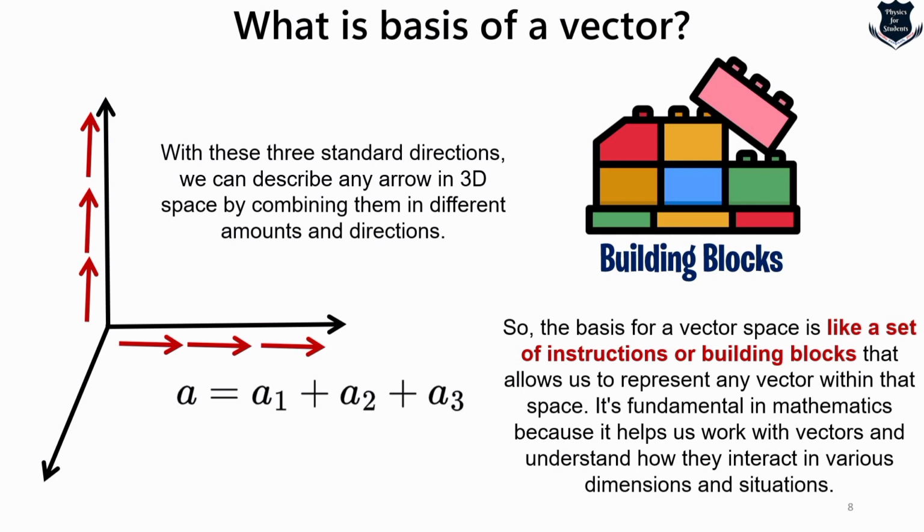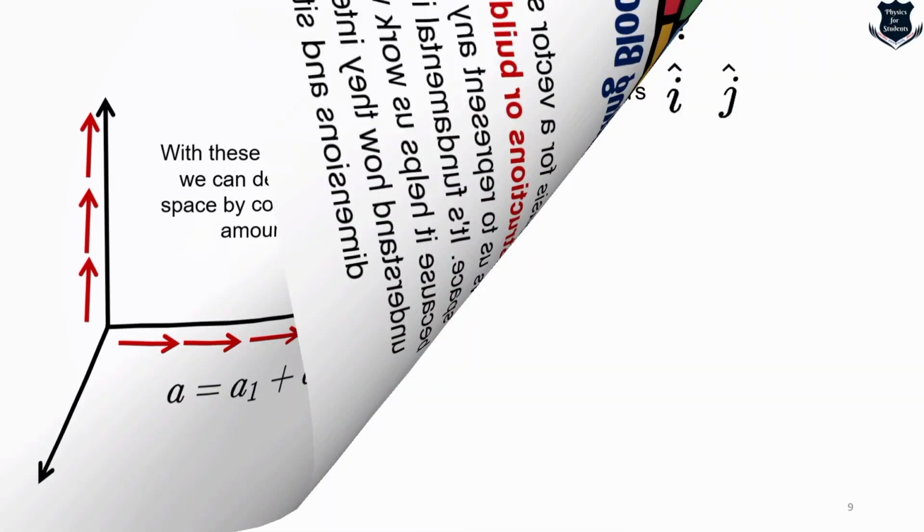It is very fundamental, very important in mathematics, because it helps us to work with vectors and understand how things work out in different dimensions. Now this is what is called the basis of the vector, right? I hope things are quite clear. Now we will move to the next part.